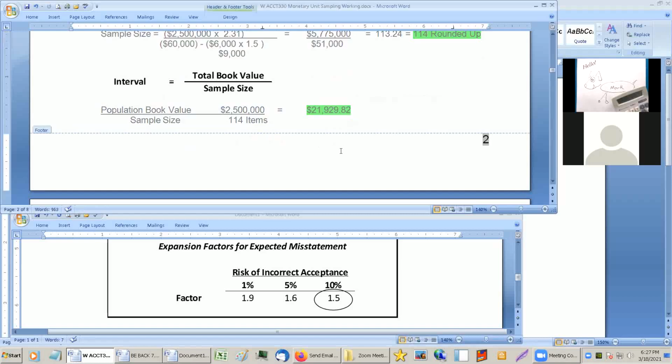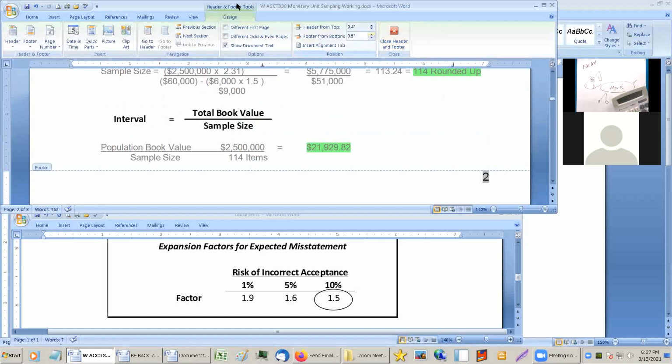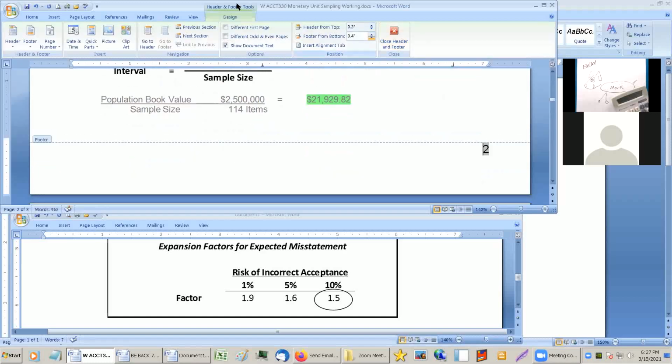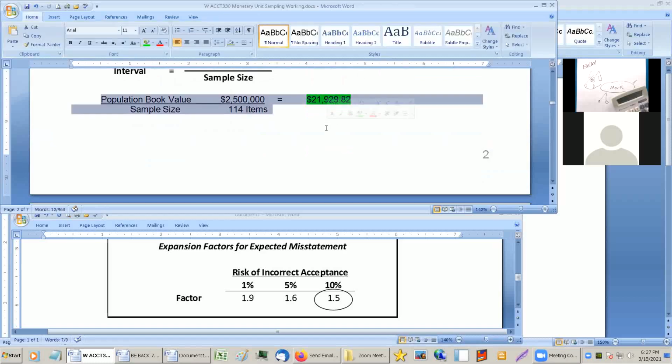What in the world? Why are these margins so big? Wow, right there. Giant margin.